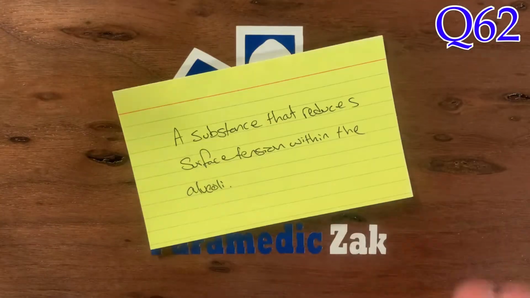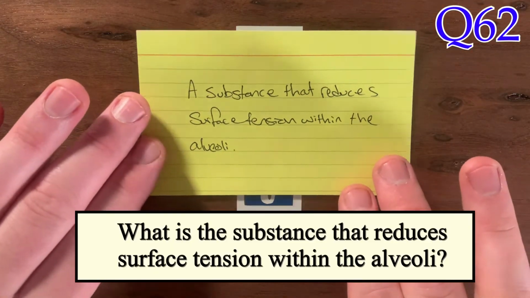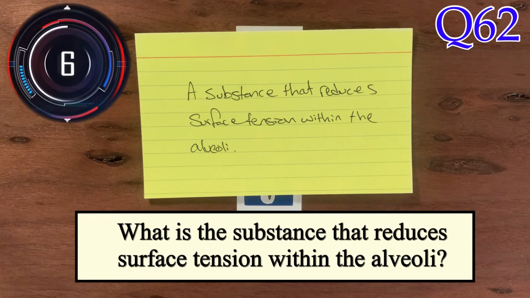Due to the lessened bioavailability of intramuscular medications, the dose or concentration needs to be higher. If you give that dose into a vein or artery, you're going to potentially overdose your patient. Moving on to question 62. What is the substance that reduces surface tension within the alveoli?